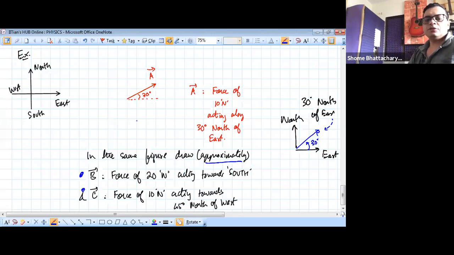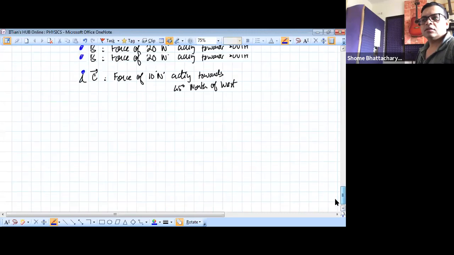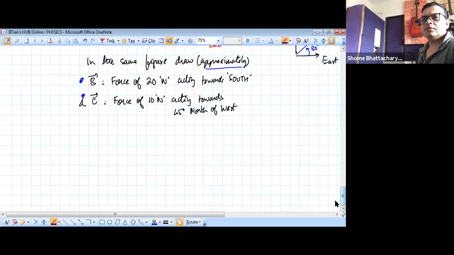So I don't expect you to draw an exact to-scale diagram. It is just for representation purposes. So what we will do here is, given that our force A was like this, I'm now just using freehand drawing so that you understand. If this is 10 newtons in magnitude, its direction is like this, 30 degrees east of north.